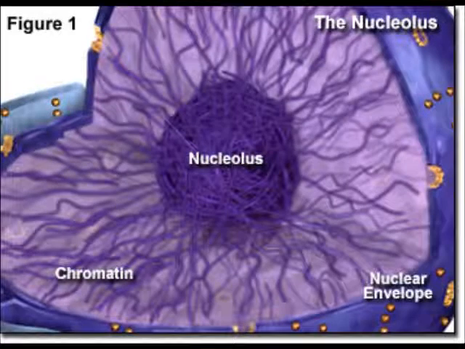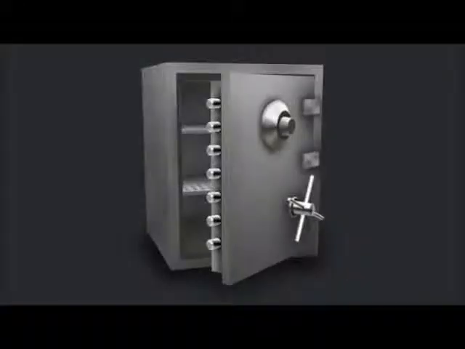The purpose of a nucleolus in the cell is to house the chromatin and keep it safe. The safe in a farmhouse is like the nucleolus because it would house and protect the plans and bills of the farm.